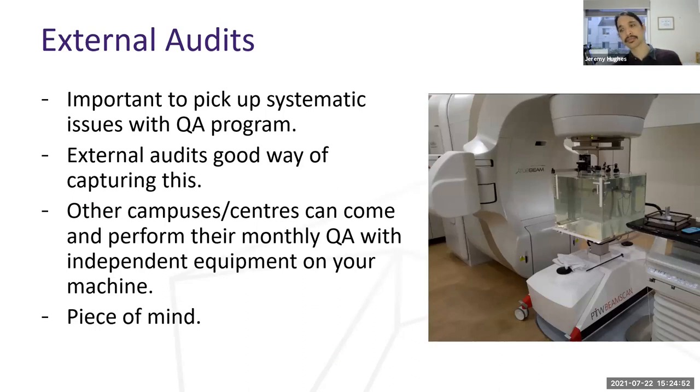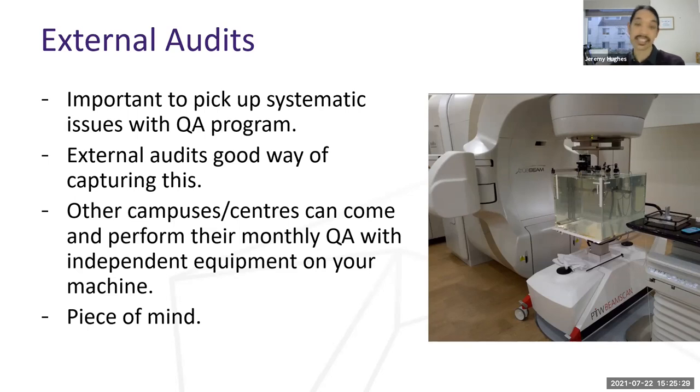External audits, I think, are important because they might pick up systematic issues with your QA program. Just sticking with outputs again, a good way of thinking about this is if you're measuring outputs with your chamber and equipment and everything, and you're getting values and they're consistent and they're nice, but they might be systematically offset.